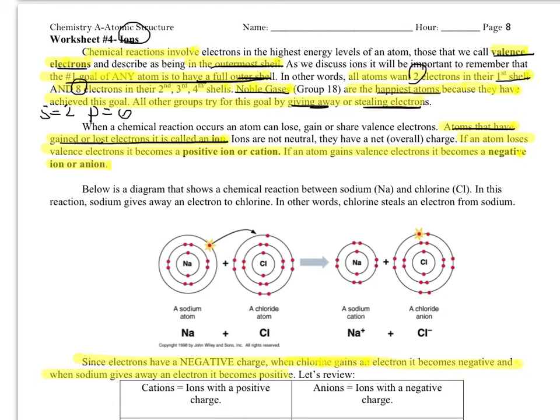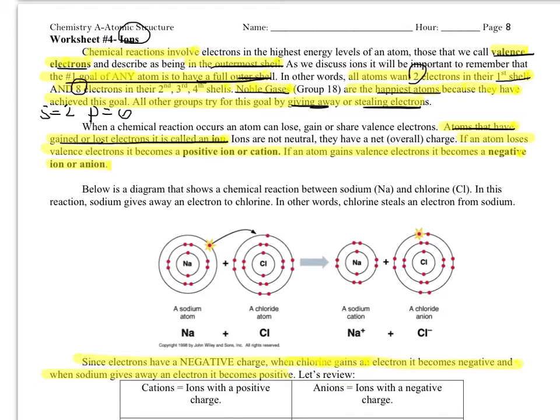They're not going to interact with other atoms. They're not going to give away their electrons, and they're also not going to steal electrons from other atoms because they're already exactly where they want to be in terms of the number of electrons that they have. Okay? All right. So we have some vocabulary here.